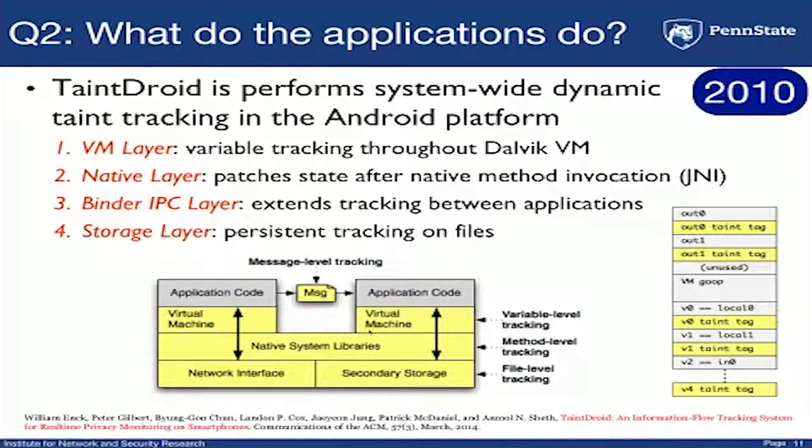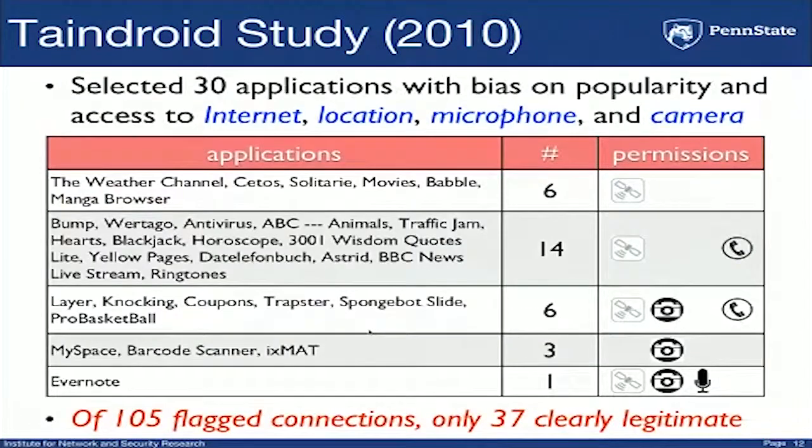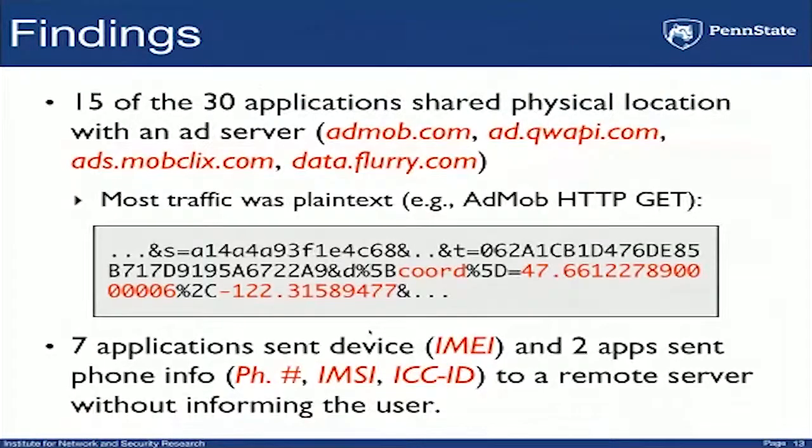But what was really interesting, I mean, the tool itself is fairly interesting, but the study is really what kind of changed the way people looked at smartphones. At the time, we didn't really know what was going on inside the applications. So we took 30 applications and did this taint tracking, this information flow analysis. And we asked, are any of these applications exfiltrating potentially interesting information? We focused on things like location, GPS, microphone, and camera and asked which of these applications are potentially sending the sensitive sources out to the network? And what we found was pretty shocking, internationally: half of the applications were sharing physical locations with ad servers.